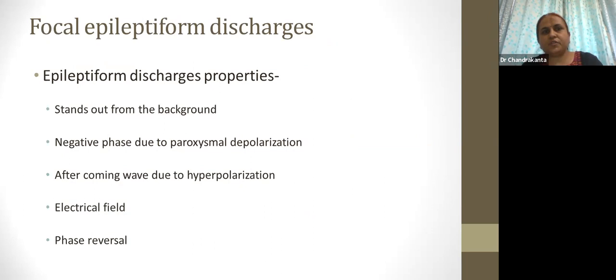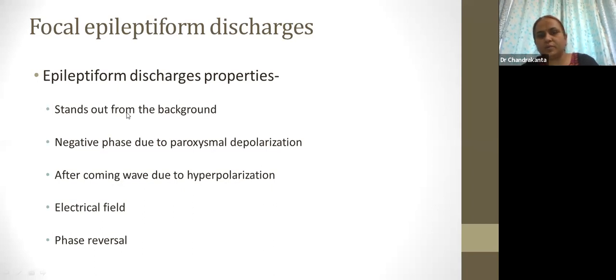So what are the characteristics of epileptiform discharges which will help us know that it is not an artifact or a normal thing? Most epileptiform discharges stand out from the background. What does it mean? You don't need to try to find the spike and wave. It is obvious. It stands out from the background. There is a negative phase due to paroxysmal depolarization, I will show you, and there is an after-coming wave due to hyperpolarization. And they have an electrical field. And on bipolar montage, they show phase reversal.